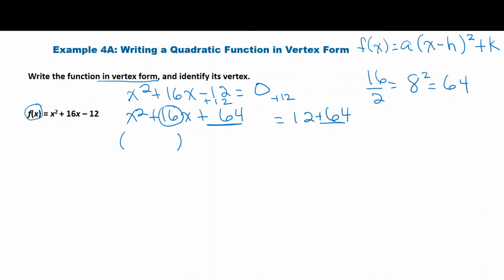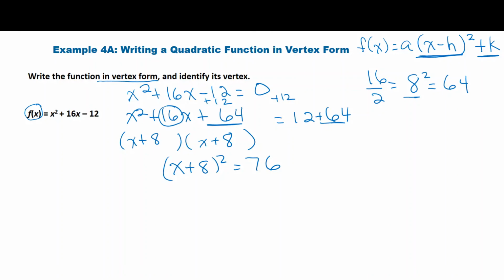So now I'm going to go ahead and factor this out, and I want to find two numbers that multiply together to get 64, add together to get 16, and I know that it's going to be 8. So x plus 8, there it is. So that's going to give us x plus 8 squared equals 76. Okay, so now I'm almost there. I have my x minus h squared, and I just need this little piece here.